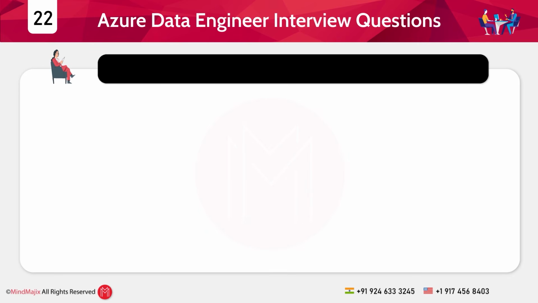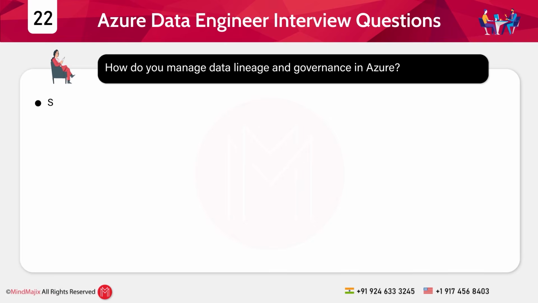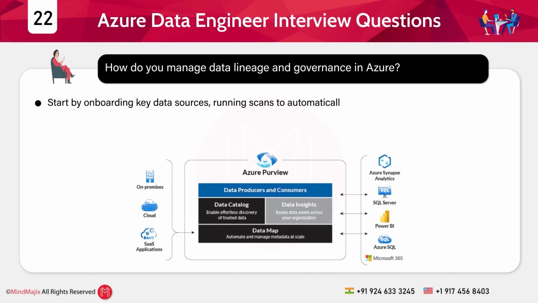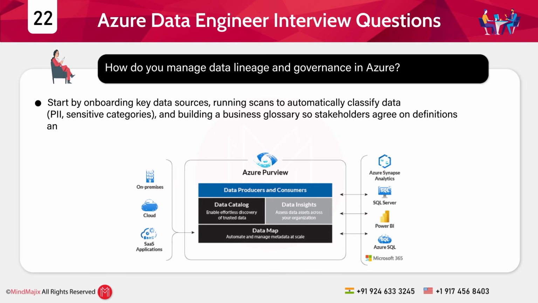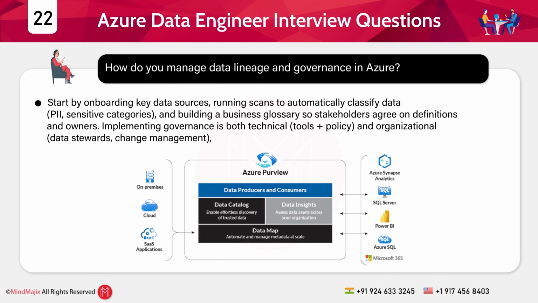The next question is, how do you manage data lineage and governance in Azure? So over here, you can start by onboarding key data sources, running scans to automatically classify the data, and building a business glossary so that the stakeholders agree on definitions and owners. You can use Purview lineage and classification to answer questions like which pipeline loads this table, or which downstream reports consume this dataset. So all of this is critical for audits and impact analysis.